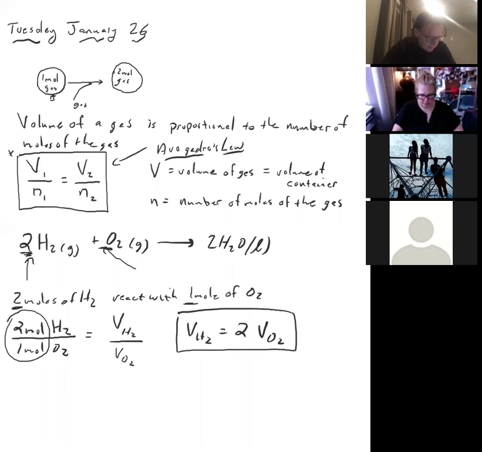Okay. So it's twice as much volume of H2 as there is volume of O2. So let me show you an example of how this works. It's a relatively simple relationship.